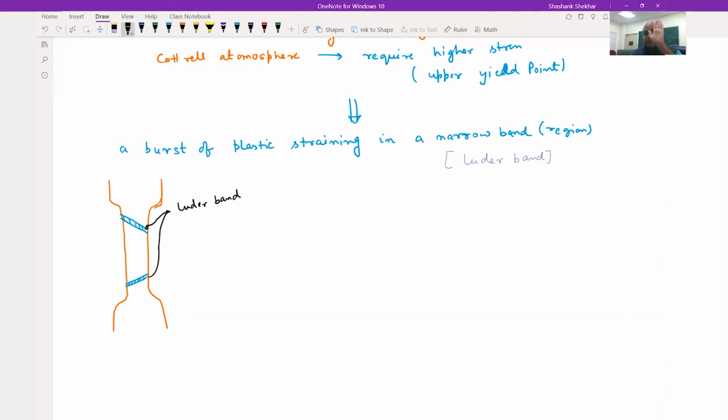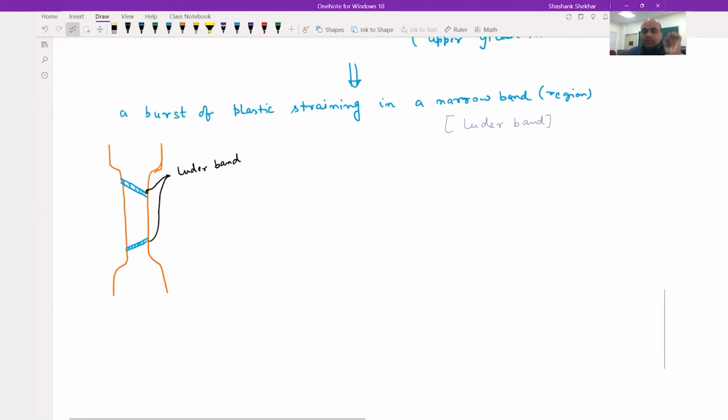Okay, if you can image your sample surface, you will be able to clearly see a nice band which will have a different contrast from the rest of the sample when you do a tensile test of medium carbon steel. Okay, so you have formed a Lüders band. So that is the genesis of upper yield point. Now why do we see lower yield point?